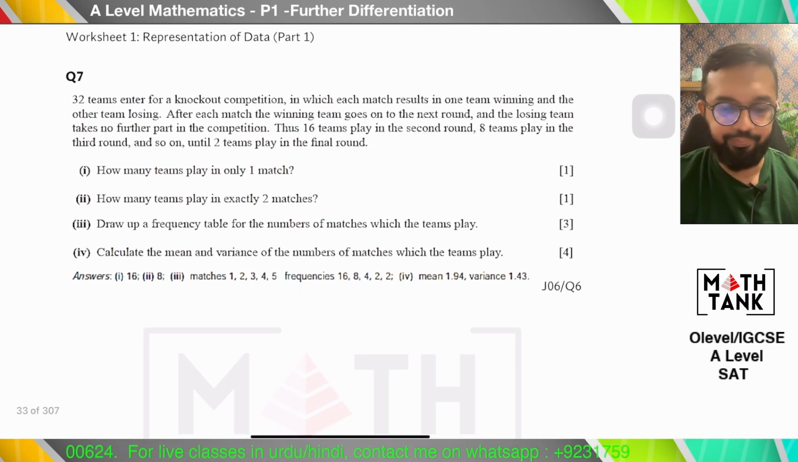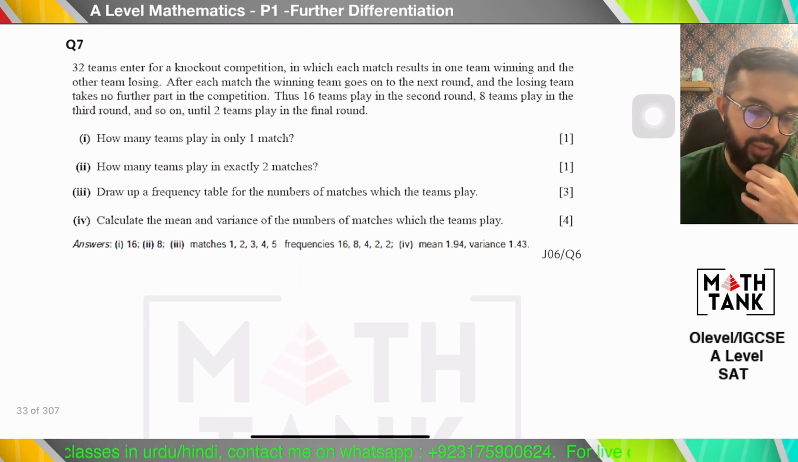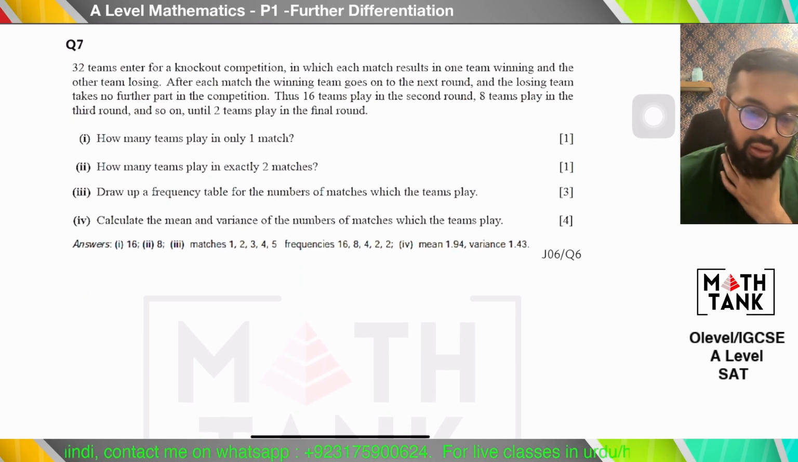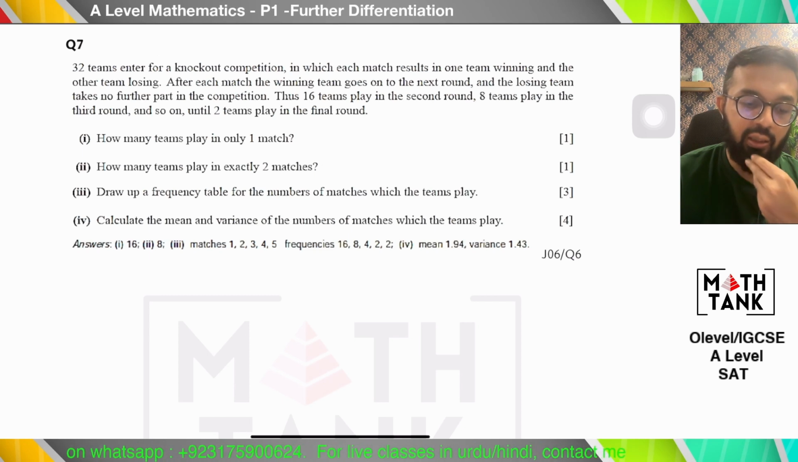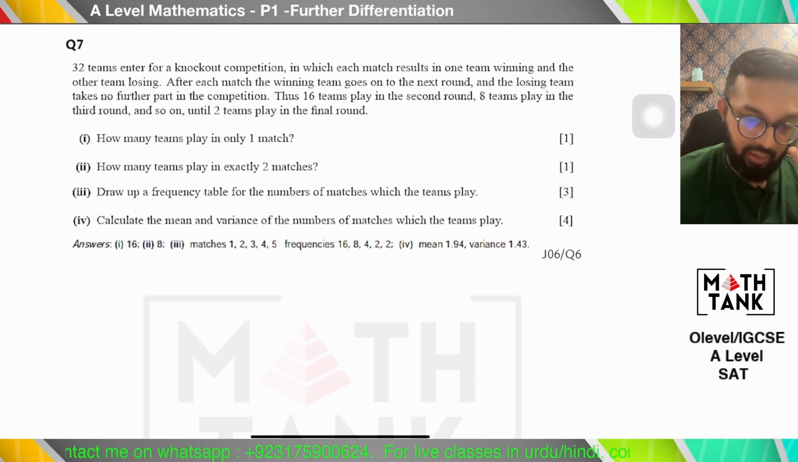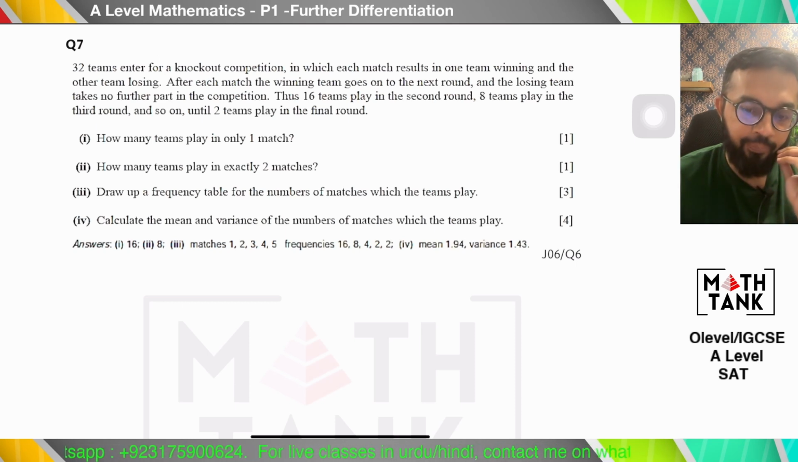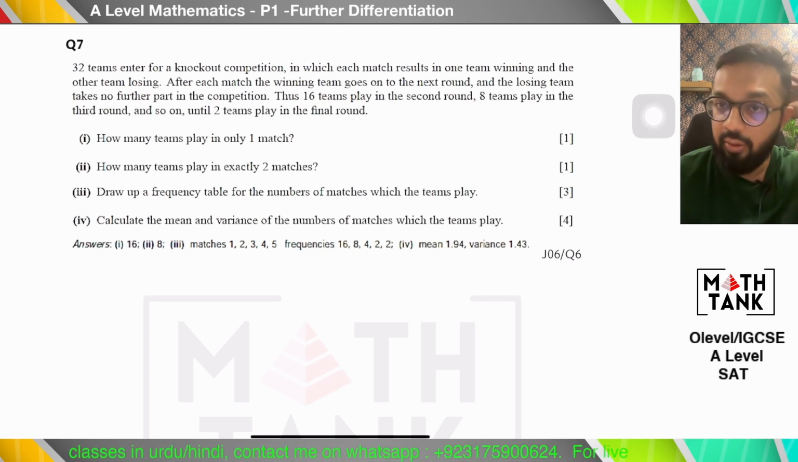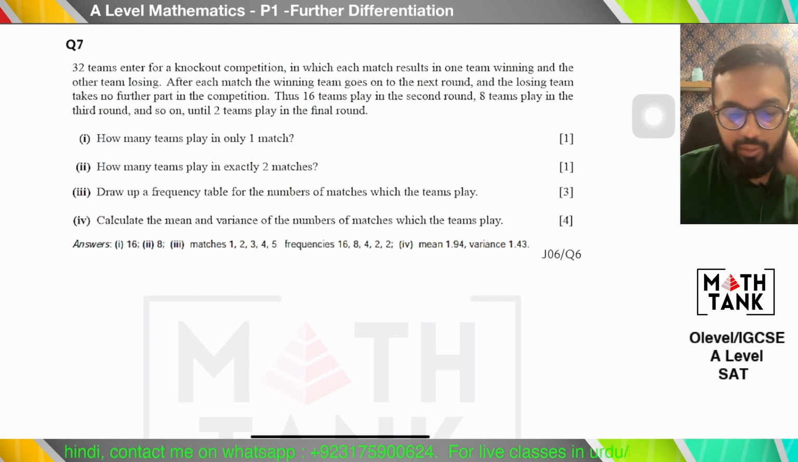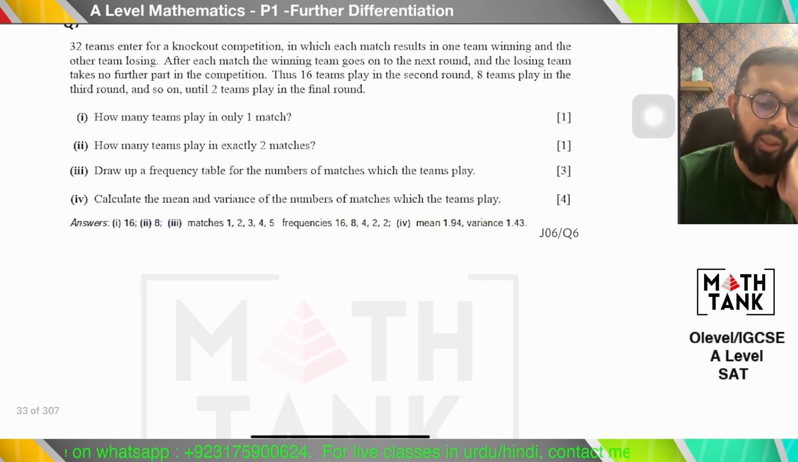Let's do them. It says 32 teams enter a knockout competition in which each match results in one team winning and the other team losing. After each match, the winning team goes on to the next round and the losing team takes no further part in the competition. Thus, 16 teams play in the second round, 8 teams play in the third round, and so on until 2 teams play in the final round. How many teams play in only one match?